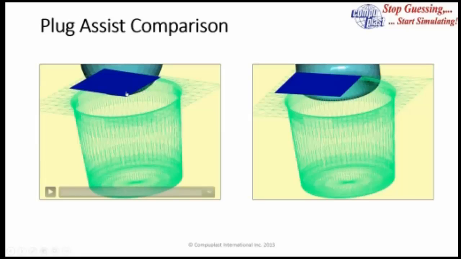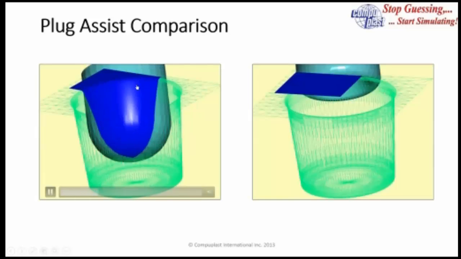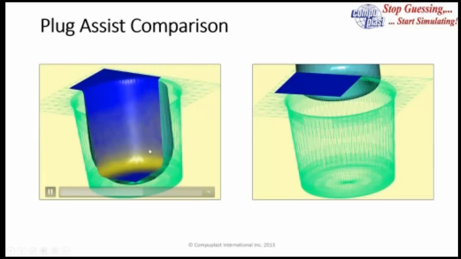On the left, I have a more standard hemispherical round bottom plug, and it's going to push this material. Again, I'm using quarter symmetry, so I'm just modeling a quarter of the sheet, and I'm trying to form this cup, maybe like a yogurt cup or something. So the assist pushes the material down, and then the vacuum takes place and stretches it.